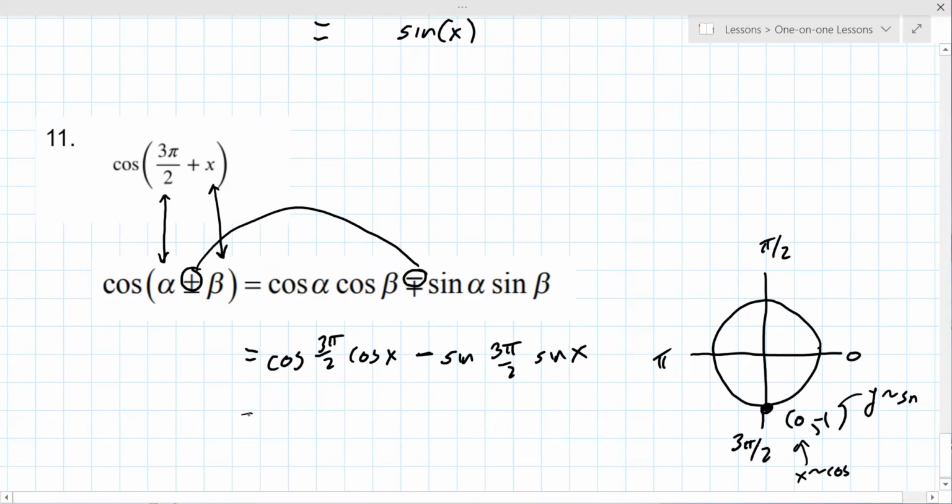Sine 3 pi over 2 is 0. No, -1. Cosine is 0. Cosine's the x value. Okay. And then sine is negative 1. So this again just reduces to sine x.